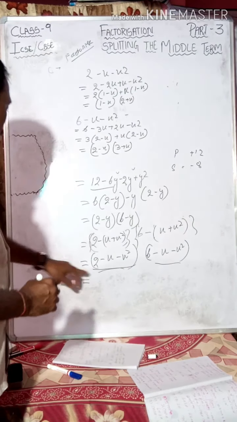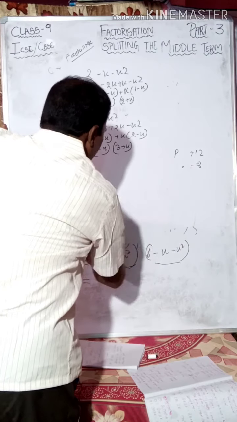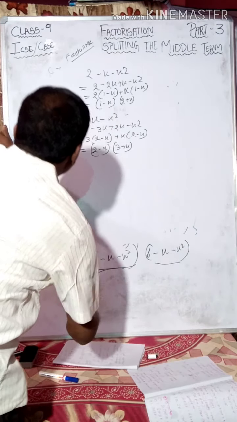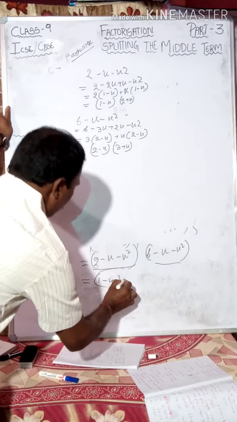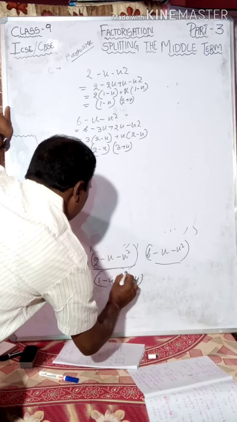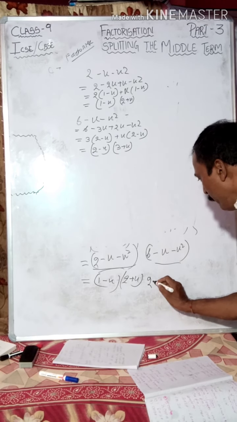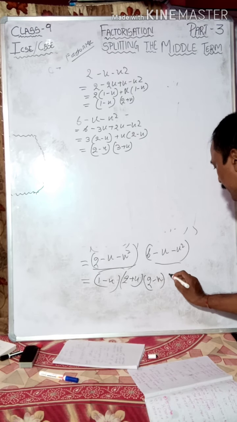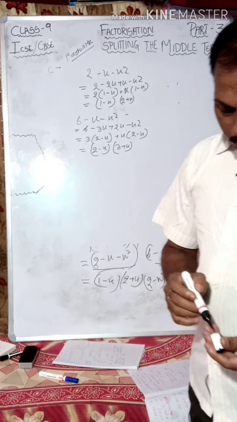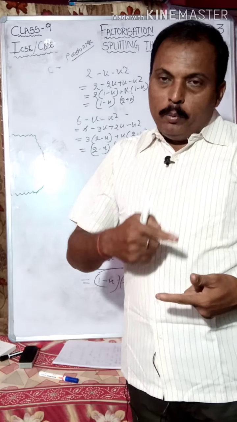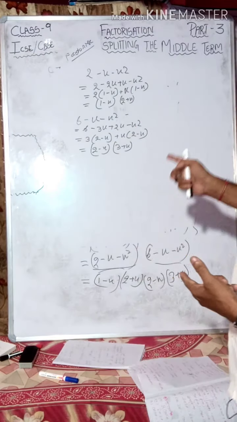So this is equal to, now you can write this is equal to 1 minus x whole into 2 plus x whole into 2 minus x and 3 plus x. There are 4 factors. This is a simple question, but we have to factorize 3 times, first time, second time and third time.